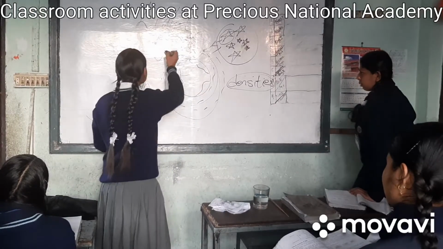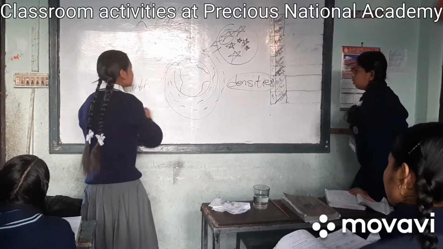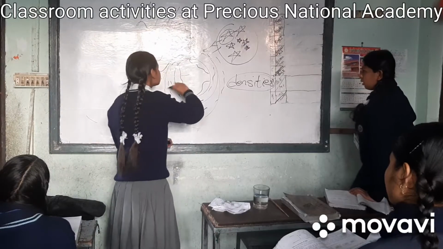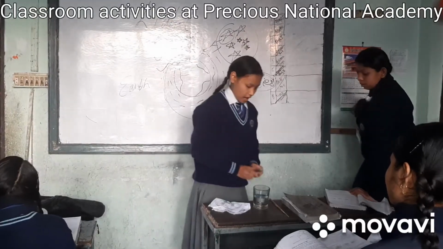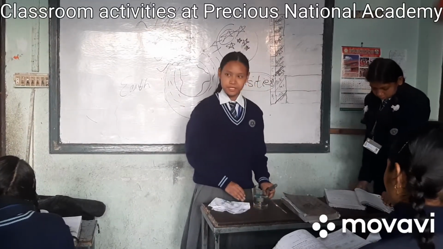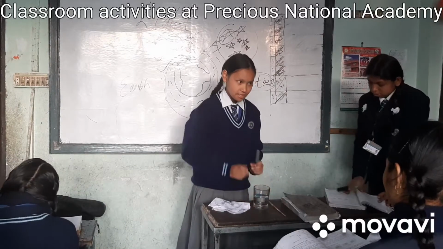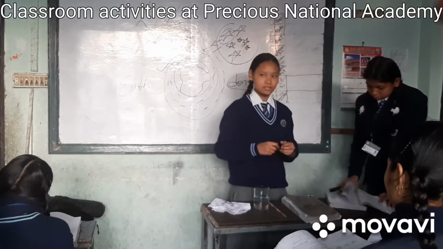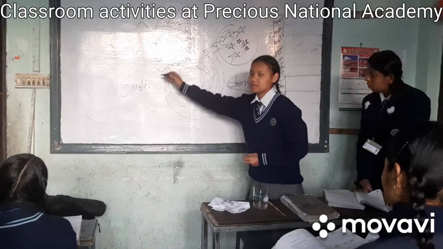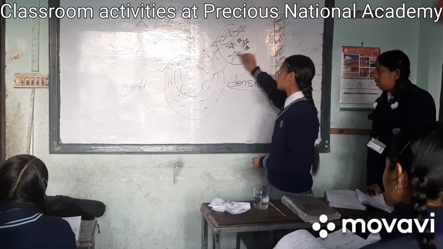I have given 3 examples of refraction of light: the star seems twinkling, the sticks get bent, and the coin seems to rise up. These are all examples of refraction of light, and there are other examples of refraction also.